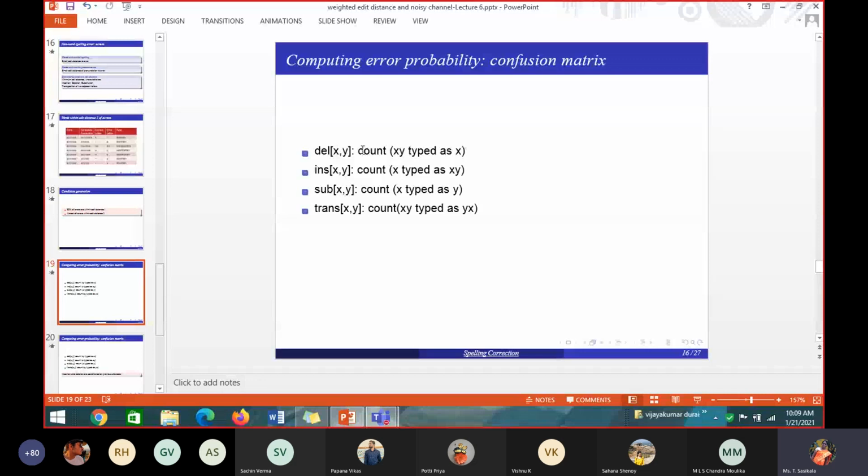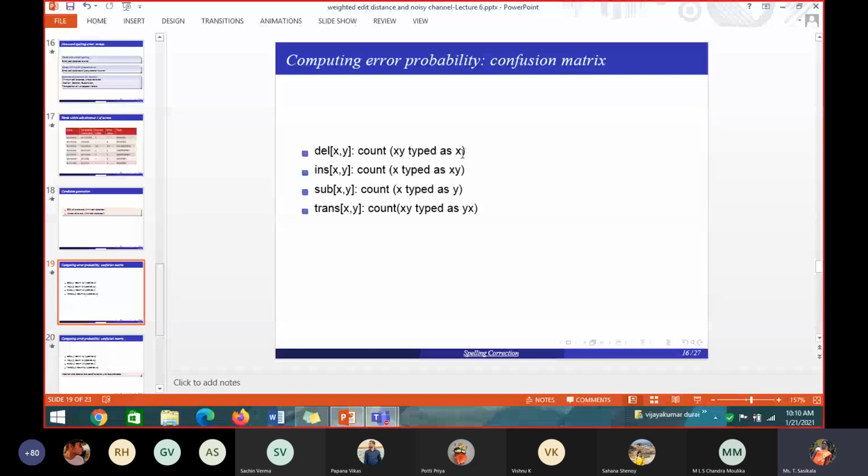What is deletion of x comma y? How is it defined? Counting xy typed as x means it is deletion or insertion. My input word is xy, the correct word is xy, but when I am typing, I got only x. Is that a deletion, insertion, substitution, or transposition operation? Deletion, good. So deletion of x comma y is defined as counting how many times xy occurs, and in that, how many times only x alone occurs in my error corpus. Y is deleted. That is called deletion.